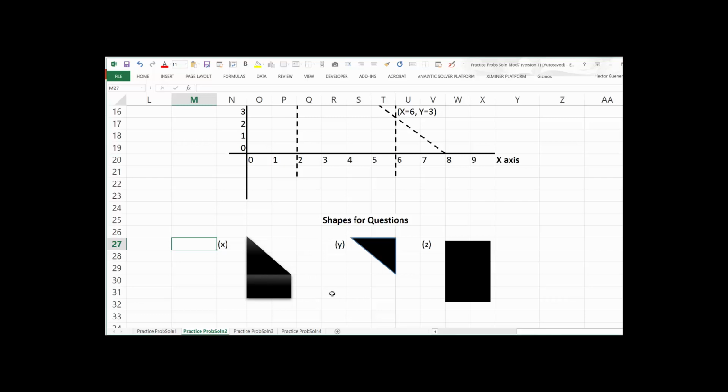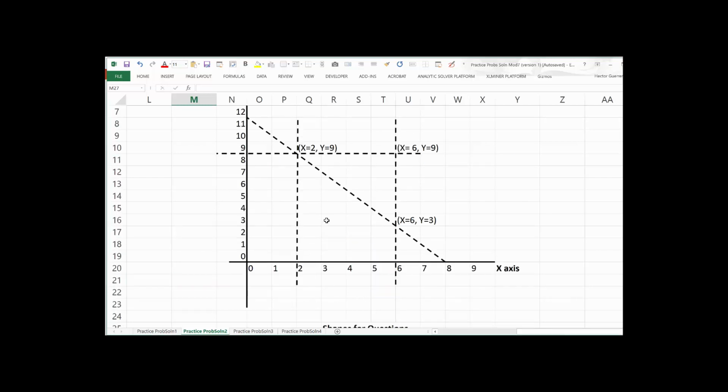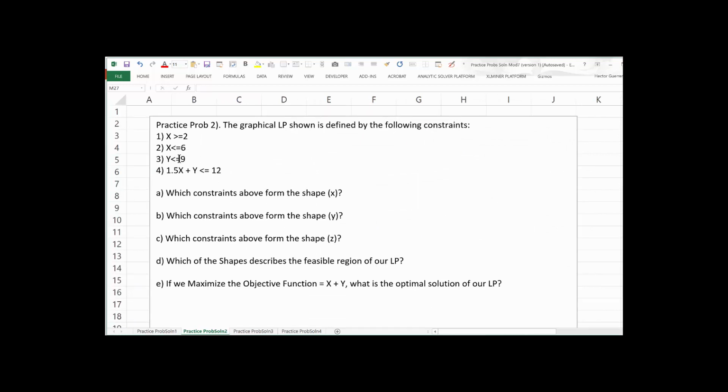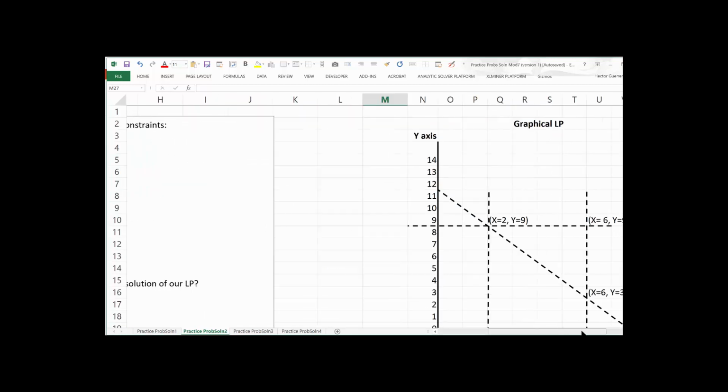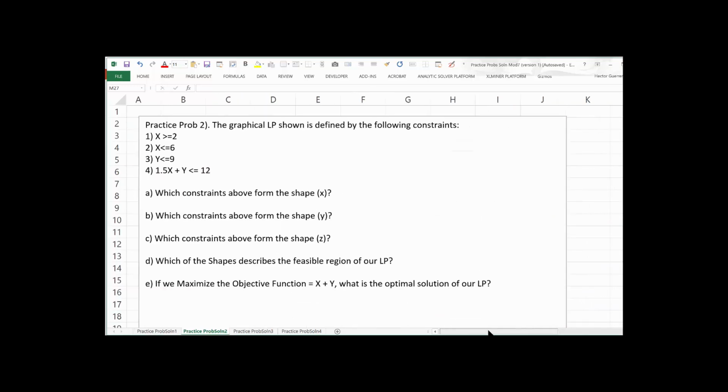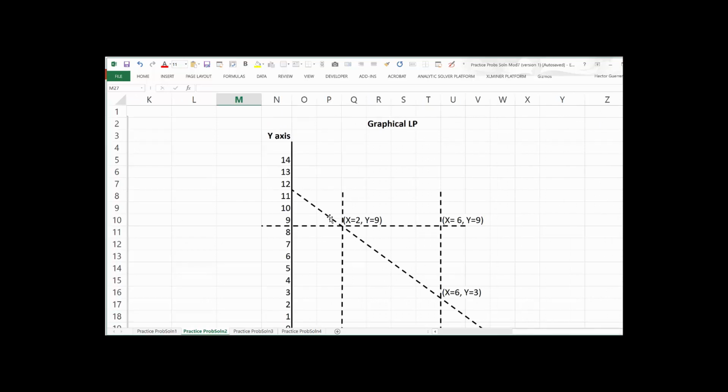That's a right triangle. It looks like our constraints are shown here on the graph. This constraint is x is greater than or equal to 2. This constraint is x is less than or equal to 6. If we go back to our constraint set, y is less than or equal to 9 is this constraint here, and all the area underneath it, of course.